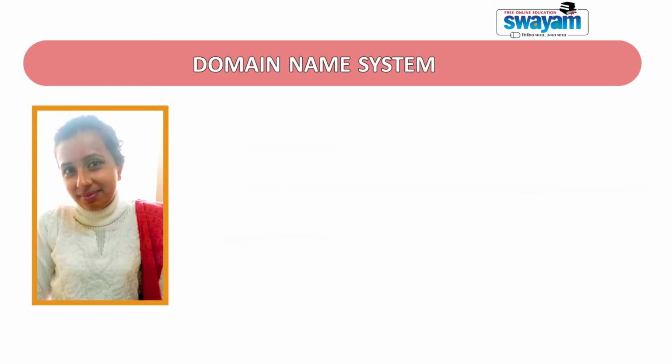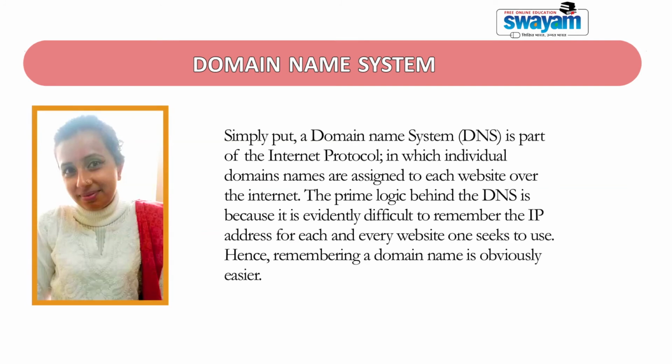www.google.com. The domain name. Simply put, a domain name system is a part of the Internet Protocol in which individual domain names are assigned to each website over the internet. The prime logic behind the DNS is that it is evidently difficult to remember the IP address for each and every website one seeks to use. Hence, remembering a domain name is obviously easier.